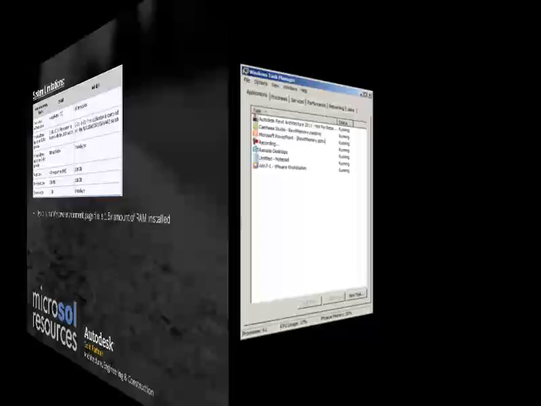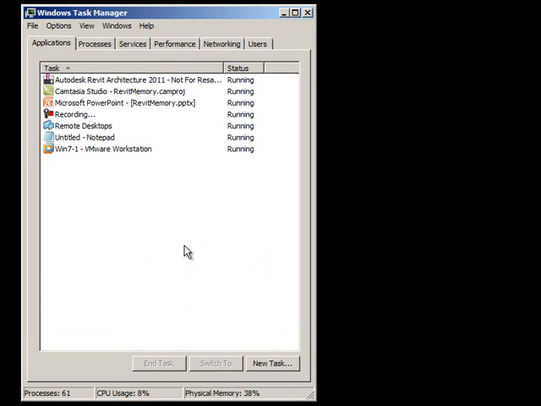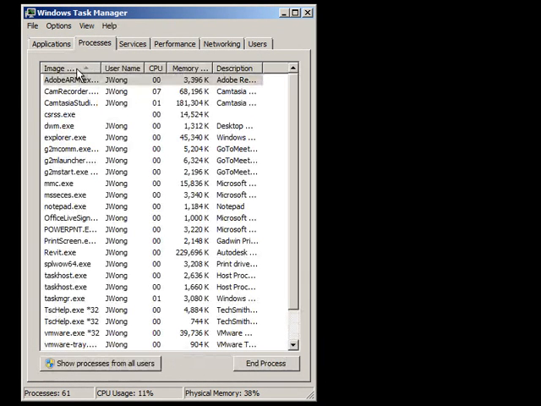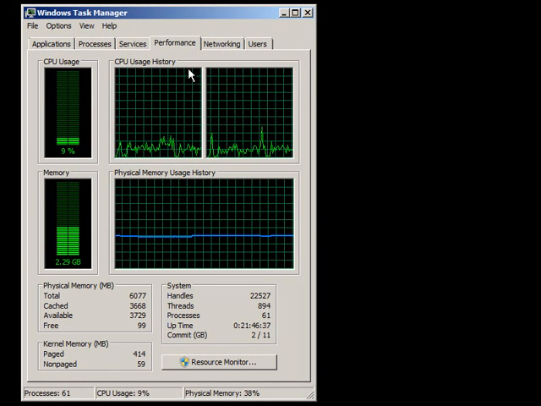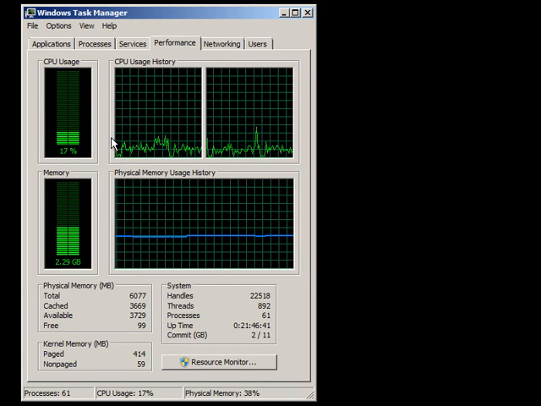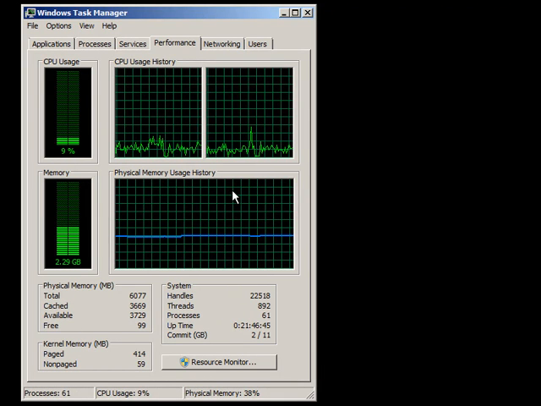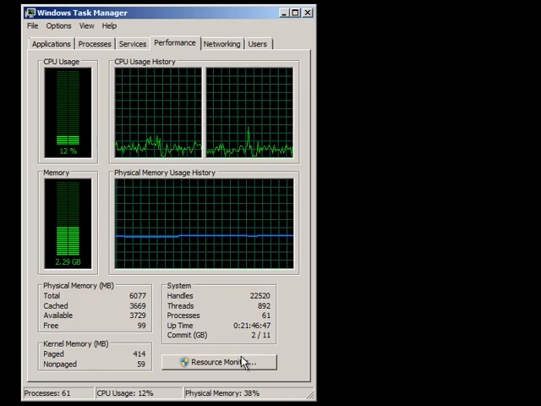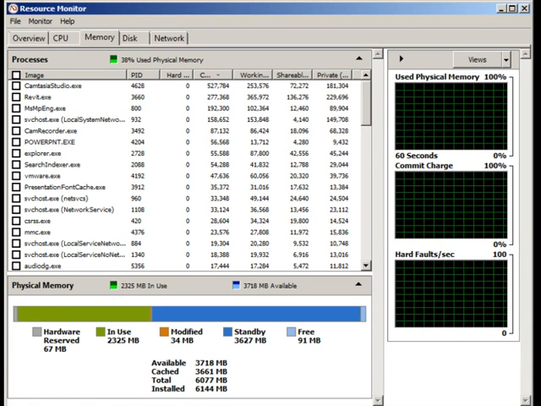In Task Manager, which I'm sure you guys are very familiar with, you can see the different applications that are currently running on your system. If you jump over to the next tab, you can see the different processes as well as the CPU usage per process as well as the memory usage. The Performance tab is particularly useful as if you have different cores on your system, it will actually tell you the current CPU usage per core as well as the physical memory usage that you have on your system right now. If you want more detailed analysis on your workstation, you want to click on the Resource Monitor button. And this will actually bring up Resource Monitor.